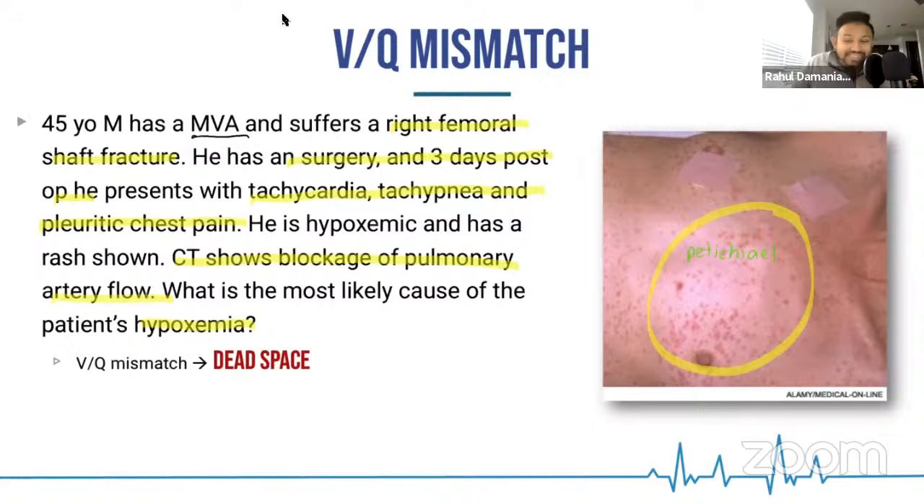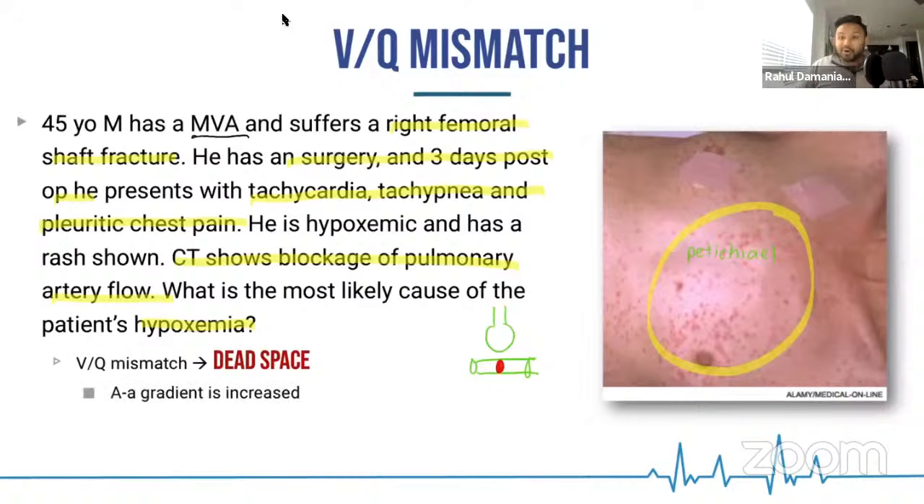Now, this is going to be an extreme of VQ mismatch. And that is that if this is the alveoli and this is the capillary, and we said that in PE, you are going to get an obstruction of that capillary, this alveoli is quote unquote dead. It can't participate in gas exchange. So one of the extremes of VQ mismatch is known as dead space. And we're going to go into that a little bit more.